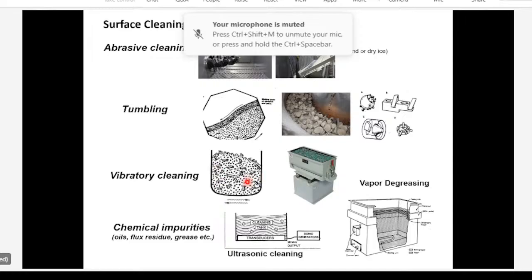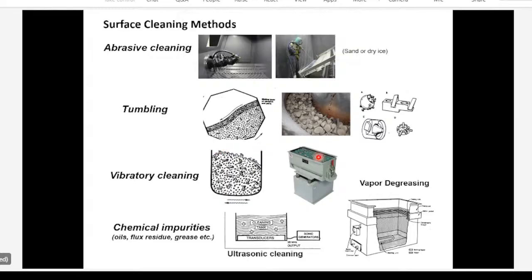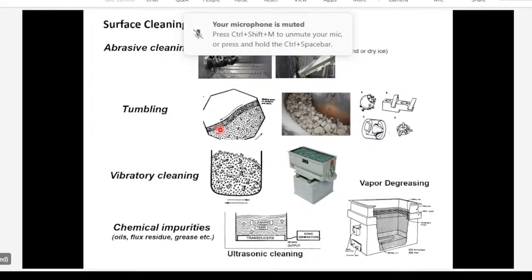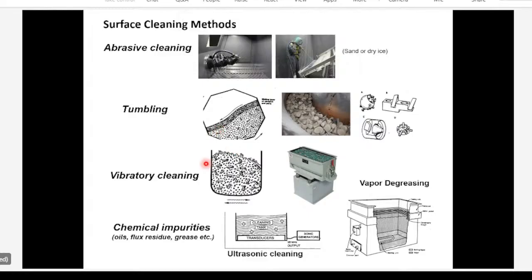Vibratory cleaning. You put the part to be cleaned and the abrasive in a vibrating drum like this, and the whole mass is under vibration or agitation. Typically, vibratory cleaning is a little faster than tumbling because the whole mass is under agitation, not just the surface layer where cleaning takes place as in tumbling. Vibratory cleaning provides faster cleaning.